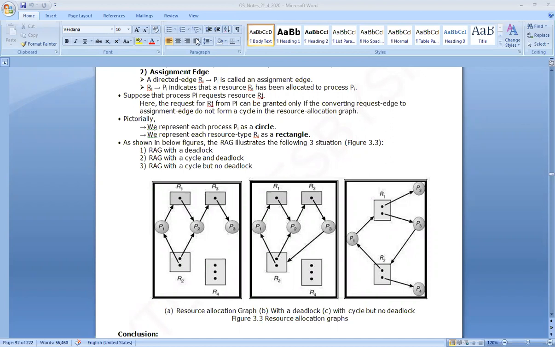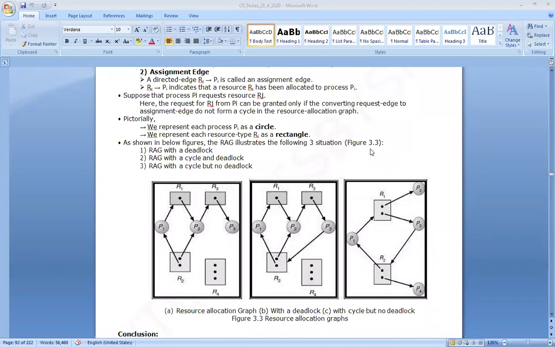In that we have resource R1, which contains only one instance of resource R1, and R2, which contains two instances of resource R2, and resource R3 with one instance, and resource R4 with three instances. So like this, we have some resource allocation graphs. In the resource allocation graph, we can make three diagrams with the processes and the resources. That also we studied in the last class.